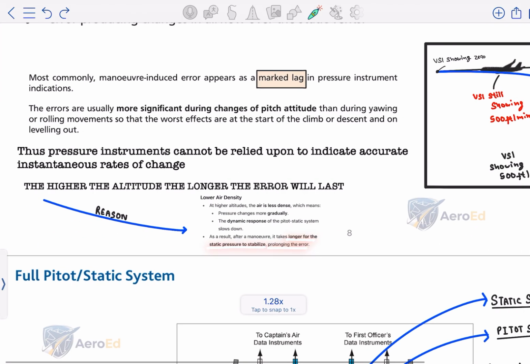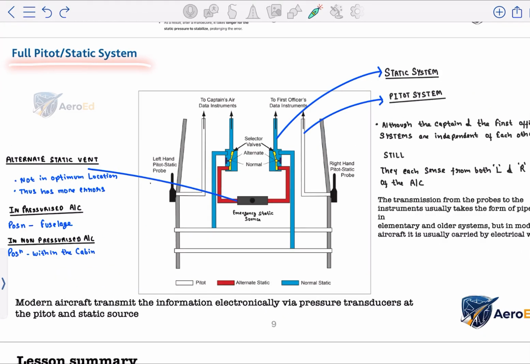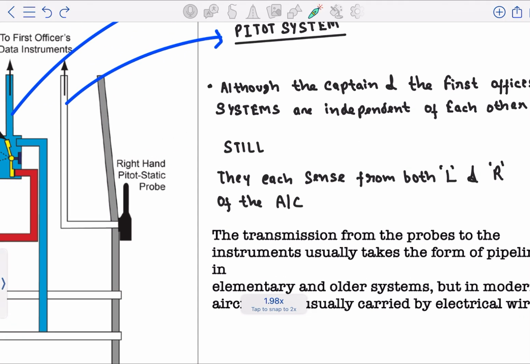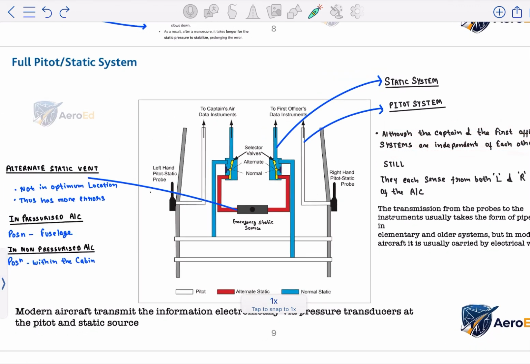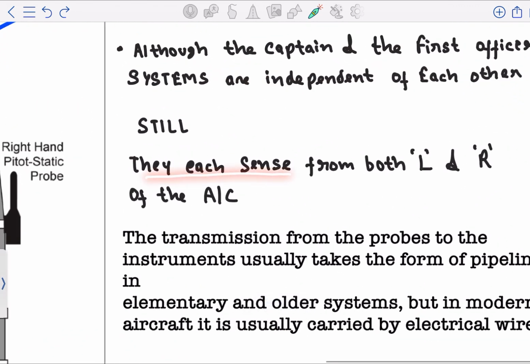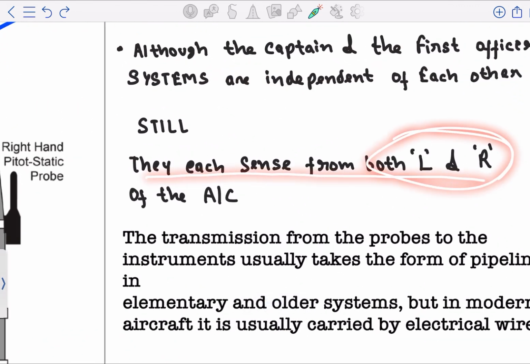So let's study the full pitot and static system. These white pipelines, if you can see, are the pitot system, and the blue ones are the static system. This one is the captain's air data instruments, and this one is the first officer's air data instruments. Although the captain's and first officer's systems are independent of each other, as you can see, they each still sense from both left and right of the aircraft. This is very important for you to know.